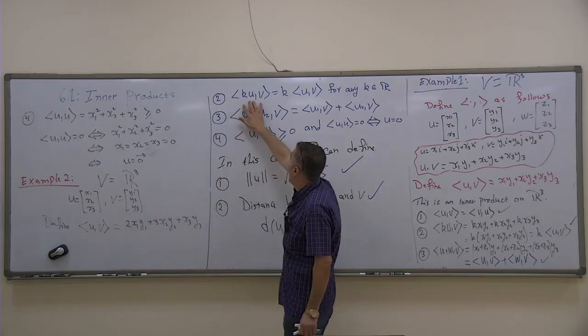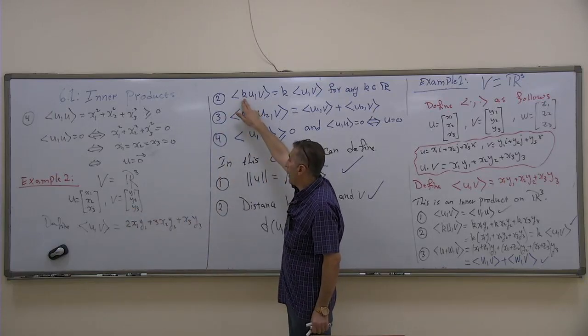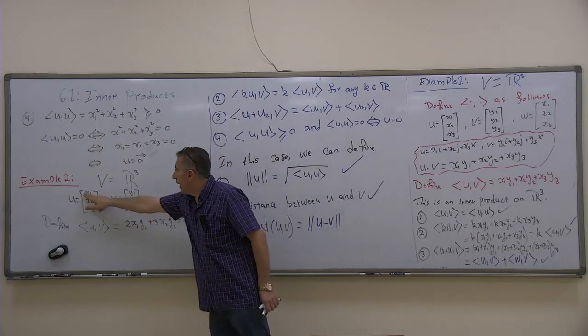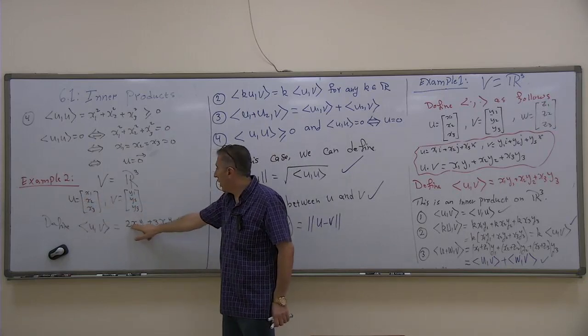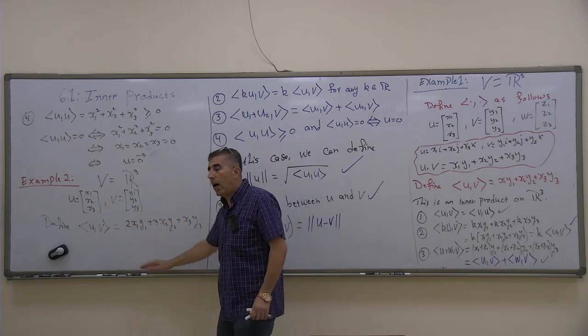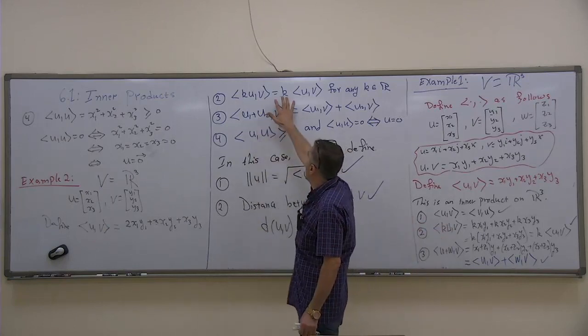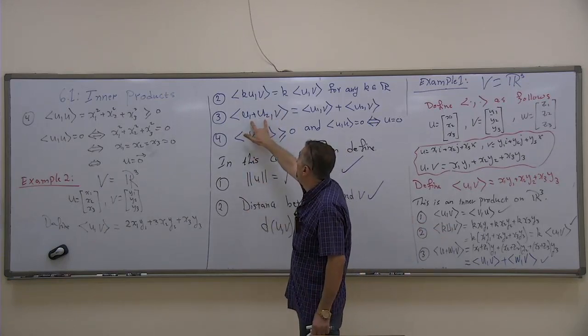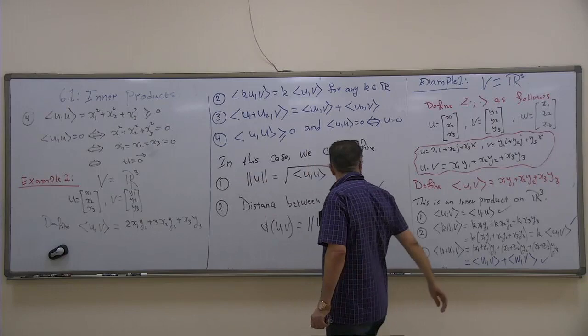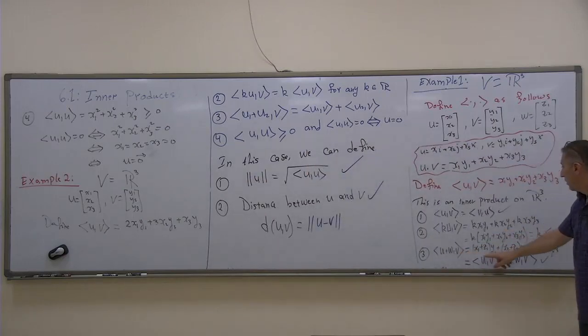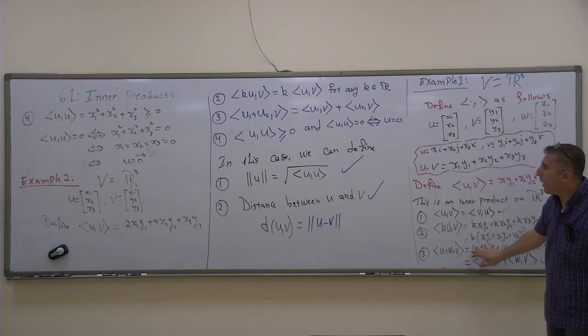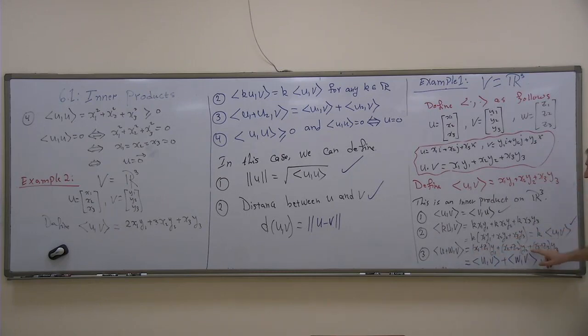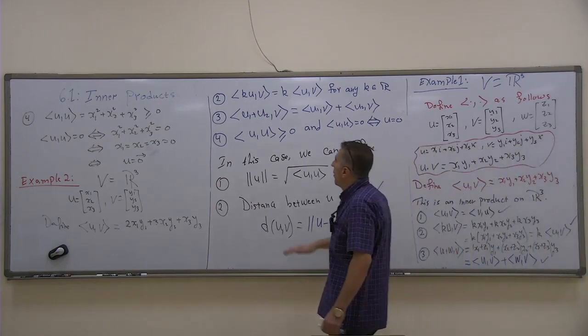What about the second one? If I multiply U by K, it means K here, K here, K here. Take it out as we did here. So this is satisfied. What about this one? Well, as we did here. The only difference here, you are multiplying here by 2, here by 3, and this is the same. Okay? However, the same steps. So 3 is satisfied.